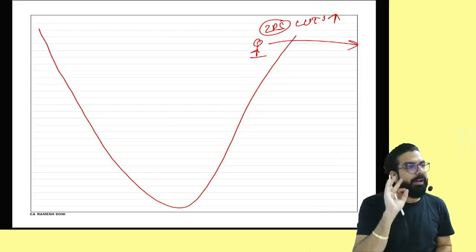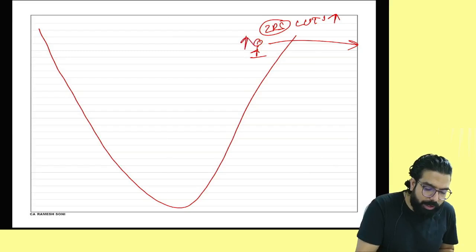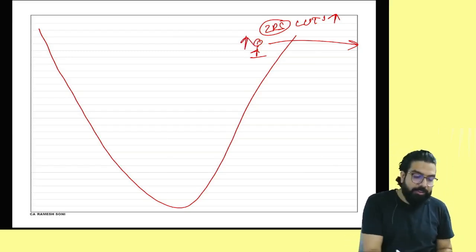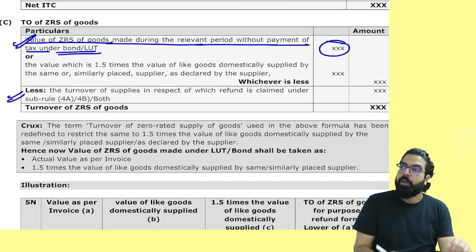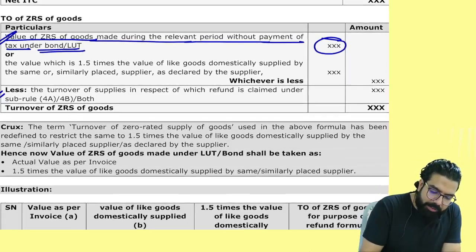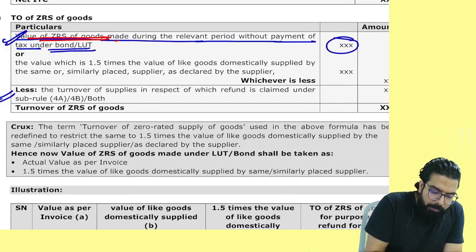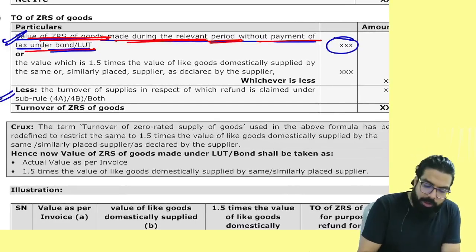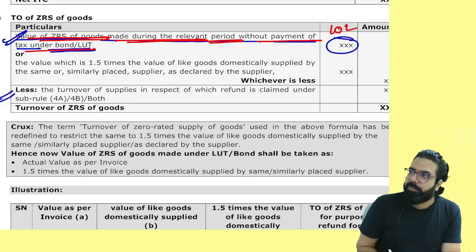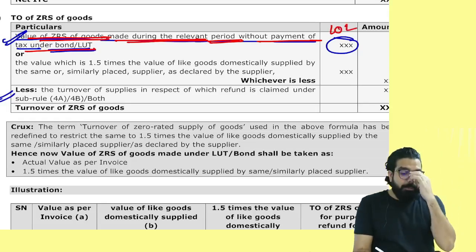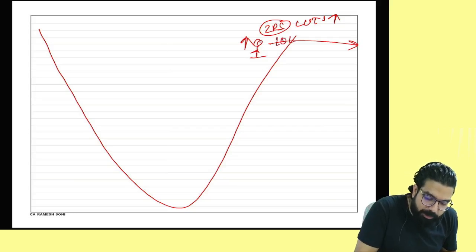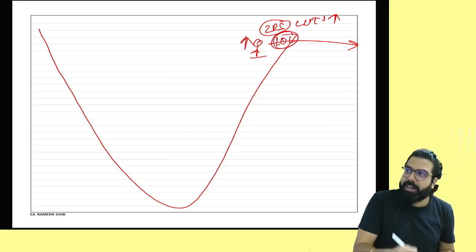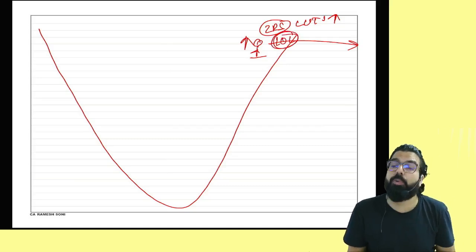Now listen, what I'm telling: people started inflating their sale, and hence the government told this thing. Your zero rated supply of goods made during the relevant period without payment under LUT or bond, supposedly this is 10 lakh rupees. Ramesh, tell me one thing. This 10 lakh rupees item which you are showing over here, if you sell it in India, how much will you sell it for?